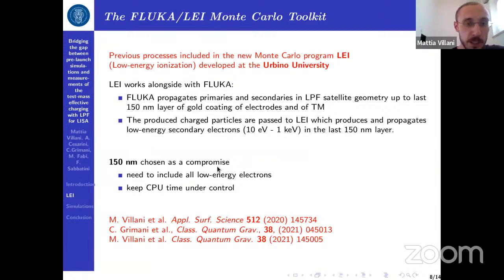Why 150 nanometer? This was chosen as a compromise because in our simulation we need to include all the low energy electrons, but these low energy electrons are millions. So we need to keep the CPU time under control. And this means that we had to reduce the thickness of the layer, and we found that 150 nanometer was a good compromise.